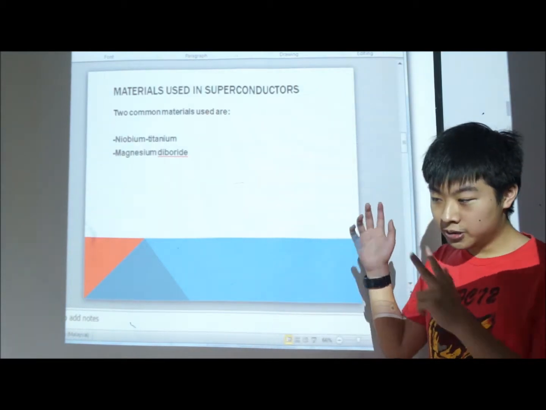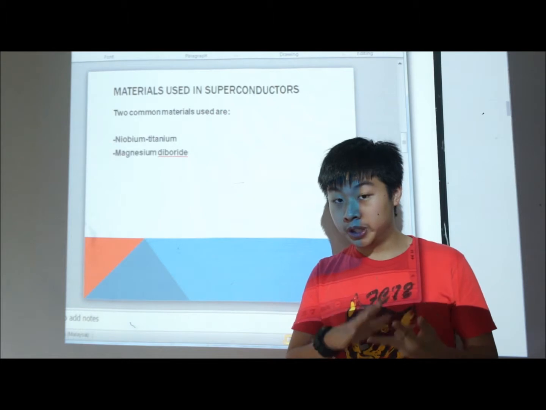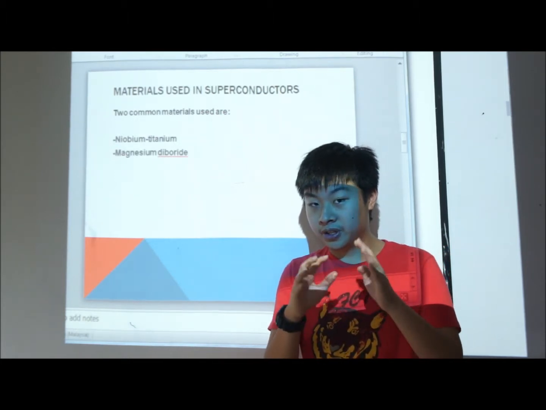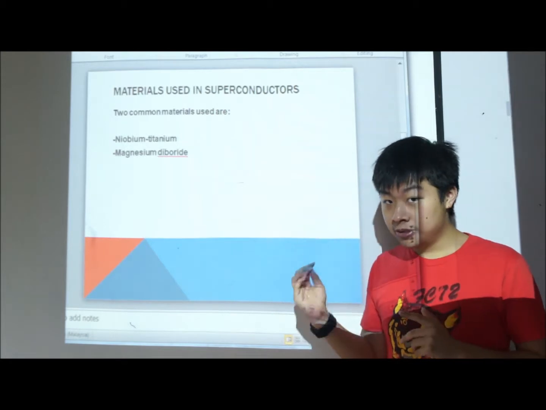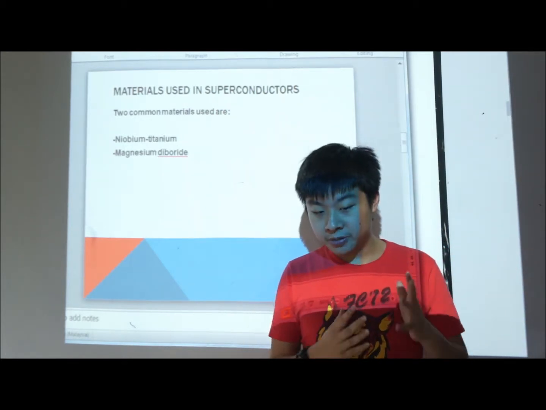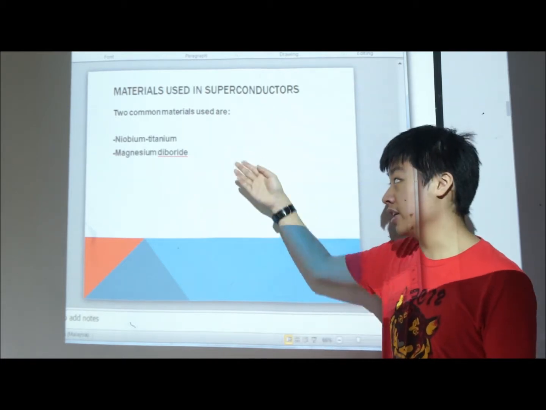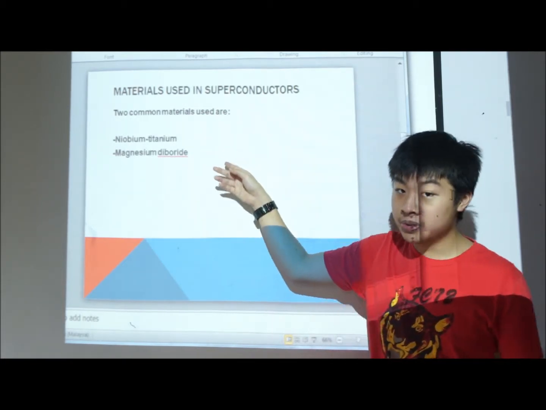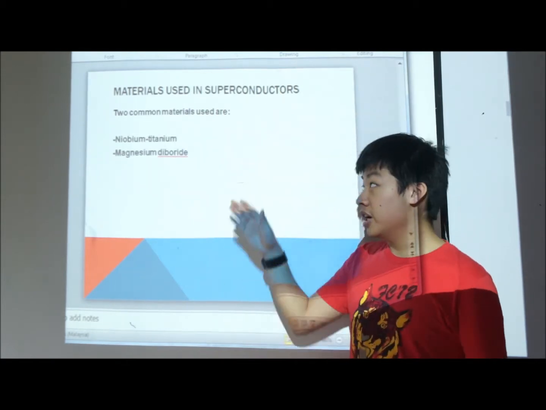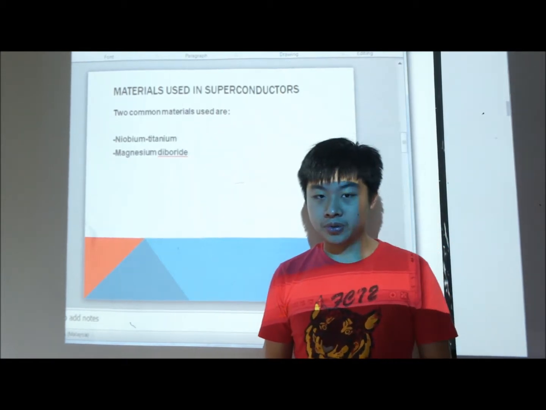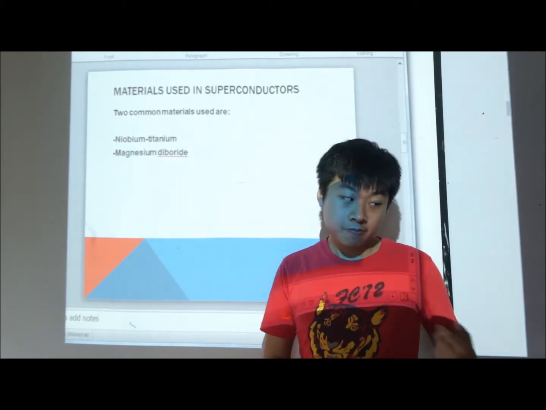There are two types of superconductors. Type 1 superconductors use pure materials, just the element itself. When it comes to type 2 superconductors, scientists and researchers use alloys. These two are the common materials used in experiments, as they are easier to use and display the properties.